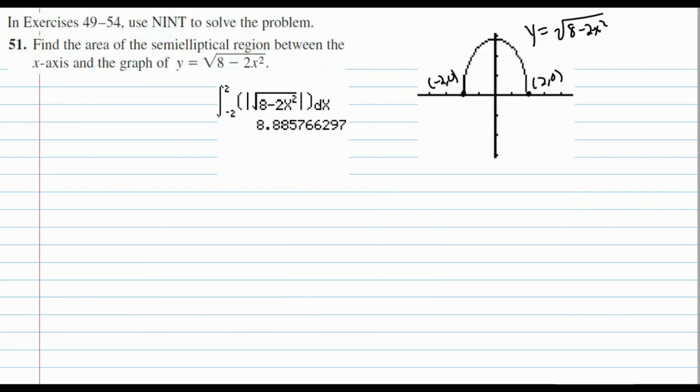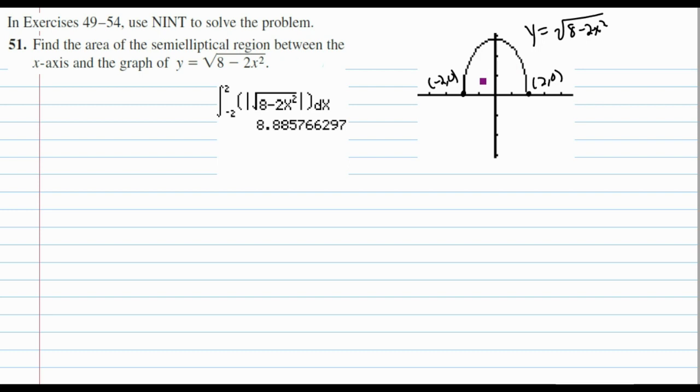The Now Try problem number 51 asks us to do the same thing. Use NINT to solve the problem. Find the area of the semi-elliptical region between the x-axis and the graph of y equals square root of 8 minus 2x squared. Well, here's the semi-elliptical area, 8 minus 2x squared, or square root of that.